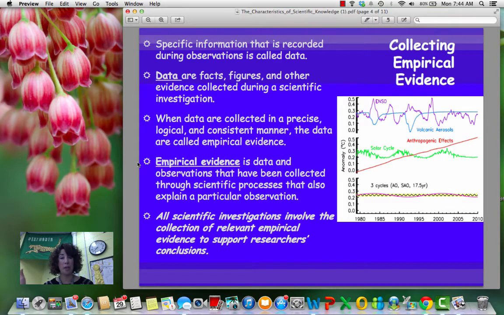All scientific investigations involve the collection of relevant empirical evidence. And that empirical evidence is going to hopefully support the researcher's conclusions.